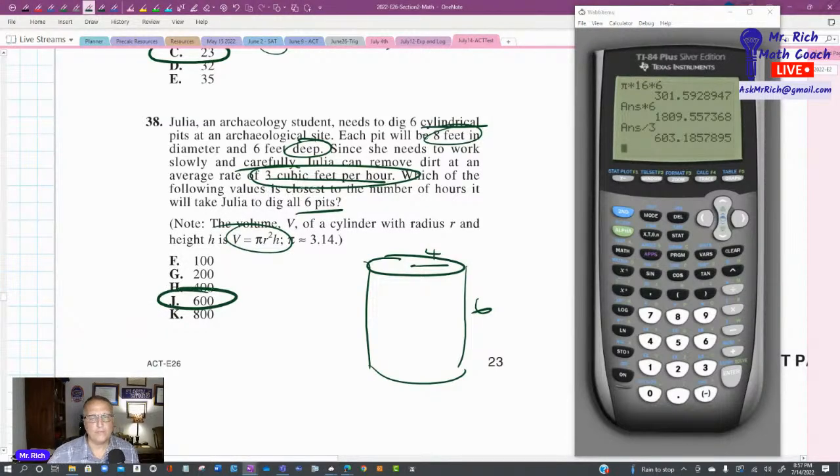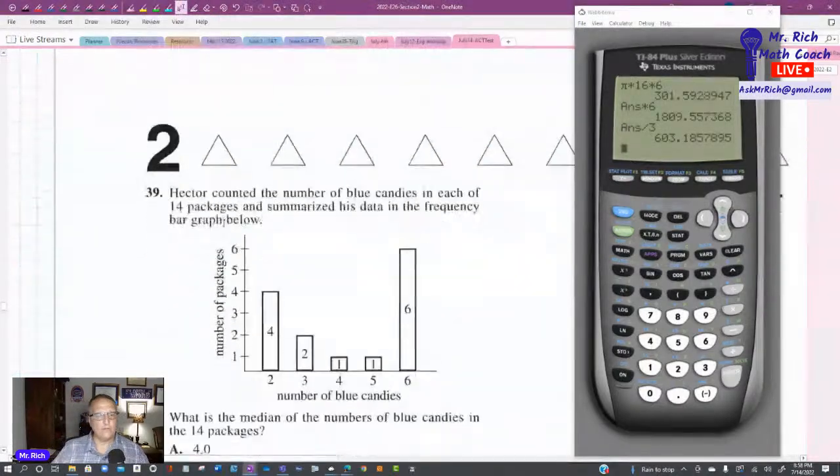Make sure I didn't miss anything. 6 pits. Each pit will be 8 feet in diameter, 4 feet radius. So that's, yeah, yep, 6 feet deep. Okay, yep. Pi r squared times 6. I got that. There were 6 pits. Yep, I feel confident in that answer.